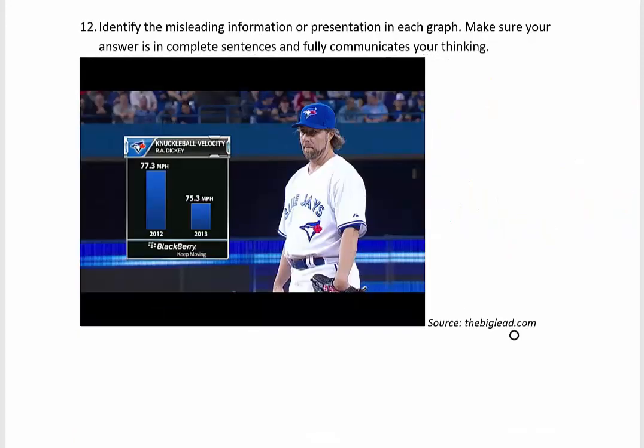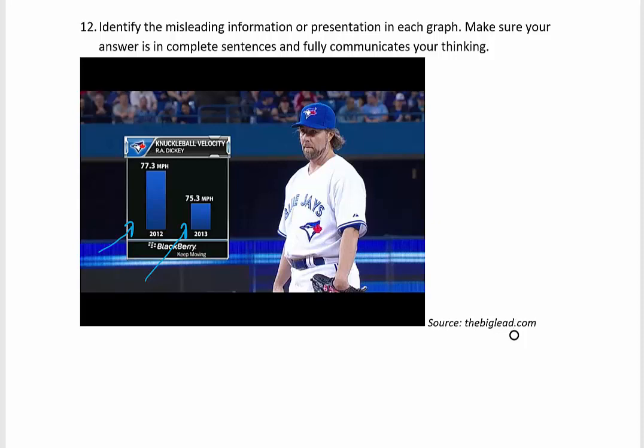Question 12 here. We're looking at the knuckleball velocity of R.A. Dickey. So they got a picture of him here, and you can see that in 2012, he had this speed, 77.3, in 2013, 75.3, and it looks like, oh my gosh, the speed of his knuckleball has dropped in half here. Well, not the case.